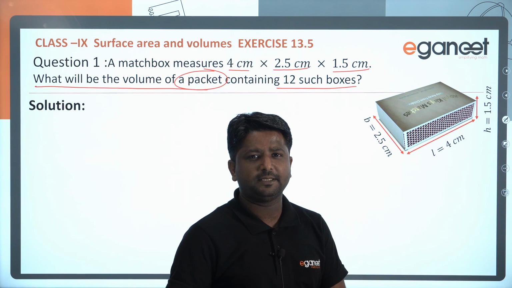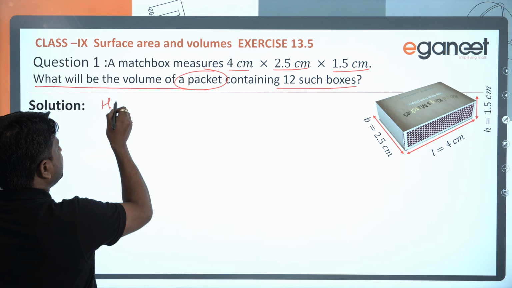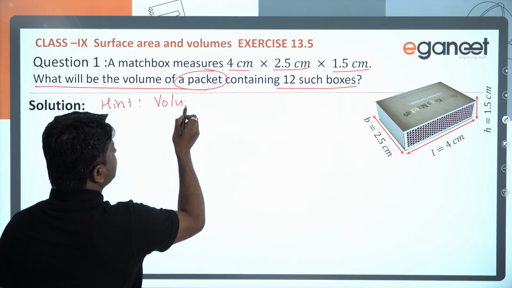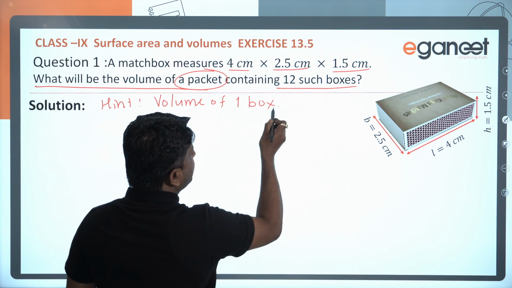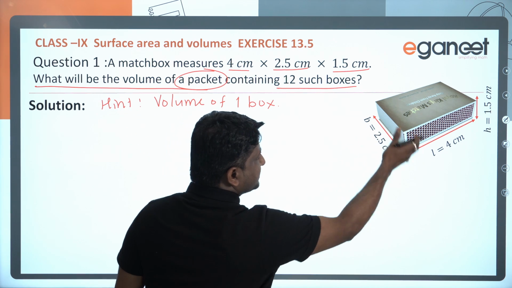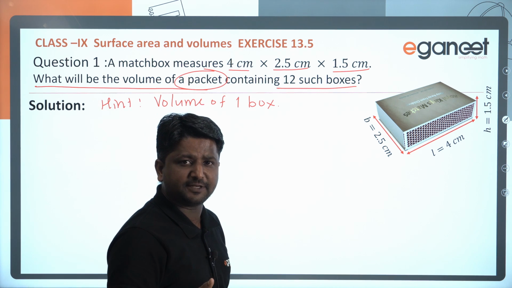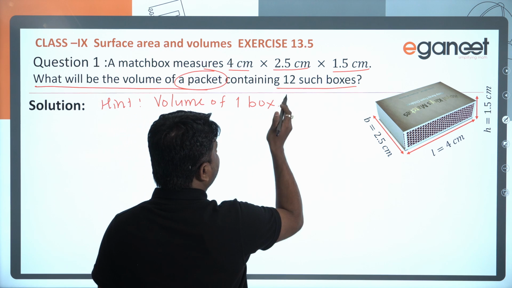So basically, let me give you the hint to solve this question, and the hint is in step number 1: first find out the volume of one matchbox. Now this is obviously a cuboid. It is a three-dimensional figure. Length, breadth and height are different. So this is not a cube, it's a cuboid. So first find out the volume of the matchbox.